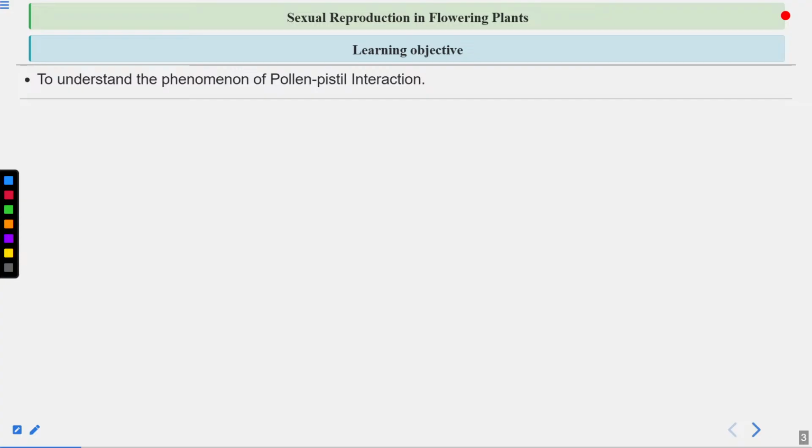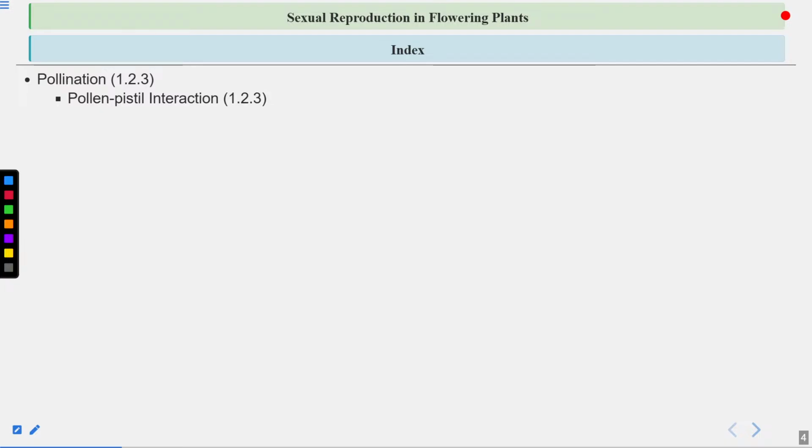So, today's lecture learning objective, what we are going to learn from today's session, is to understand the phenomena of pollen-pistil interaction. Basically, we are going to study the pollen-pistil interaction. In the heading pollination, we will study about the pollen-pistil interaction, and at the end, we will summarize the lecture. So let us understand what is pollen-pistil interaction.